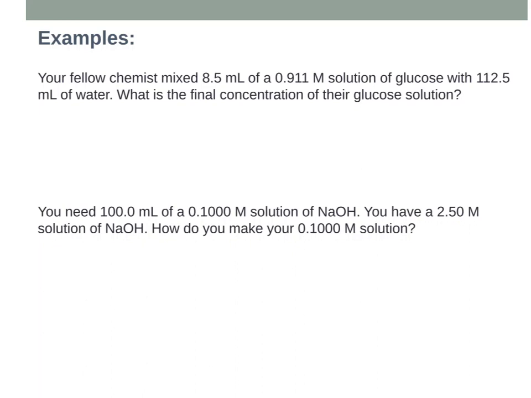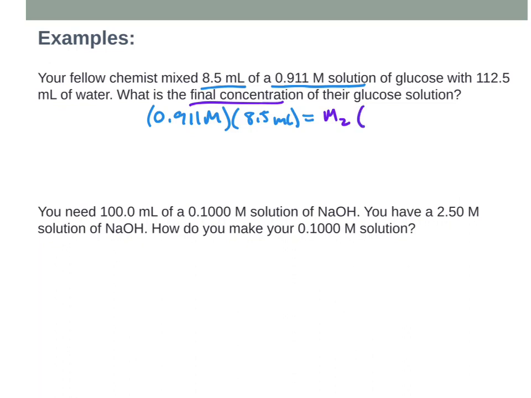Okay, so if you're going to go over this, your fellow chemist mixed 8.5 milliliters of a 0.911 molar solution of glucose with 112.5 milliliters of water. What's the final concentration? So here's another dilution problem, right? I'm hearing that you're adding water, that you're changing concentration, so I know it's a dilution problem. So the more concentrated stuff is this. I've got 0.911 molar and apparently 8.5 milliliters of that stuff. And then I'm looking for the final concentration.